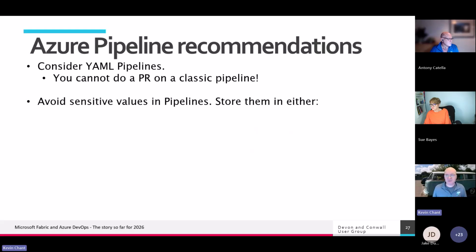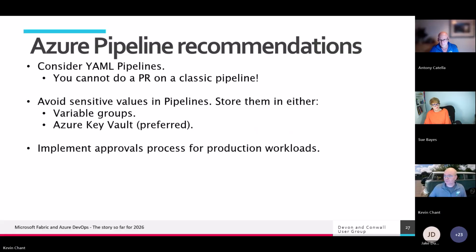As I mentioned earlier, avoid sensitive values in your pipeline. Either store them in variable groups or in Azure Key Vault. Implement approvals for your production workloads. Now I must stress, these approvals do not have to be manual ones. Yes, lots of workspaces want people to actually approve before the deployment. It's good working practice, but they can be automated as well based on things like metrics that have been discovered through Azure Monitor or from somewhere else in your environment.